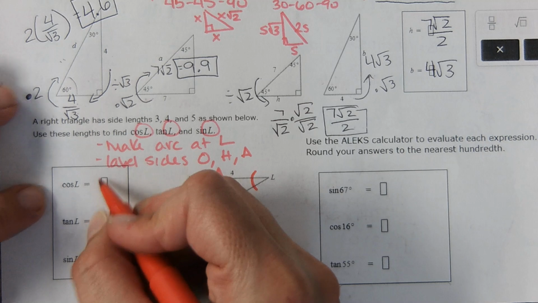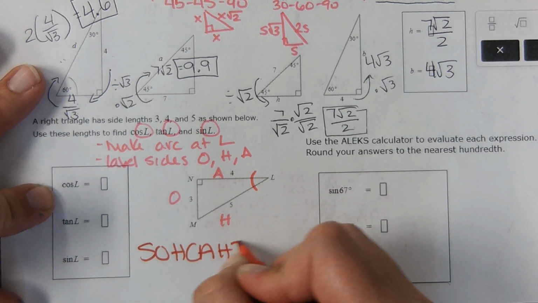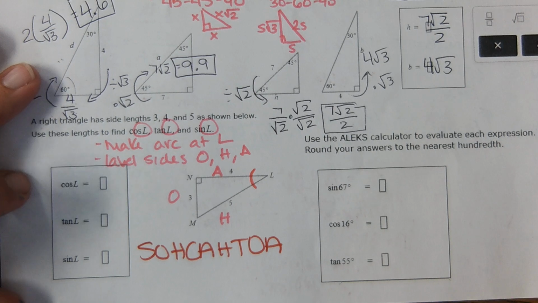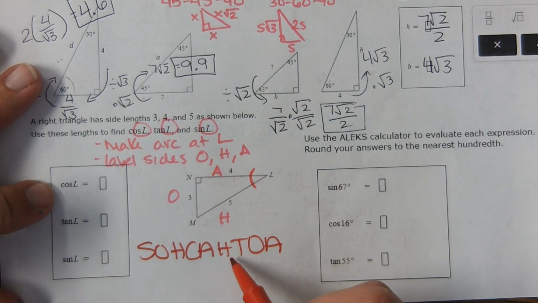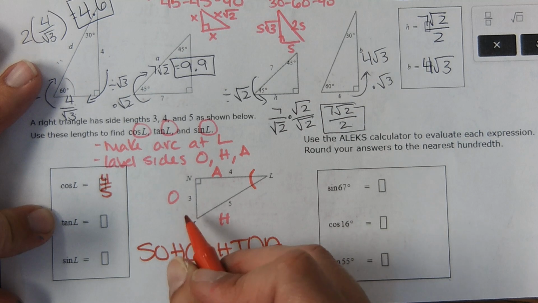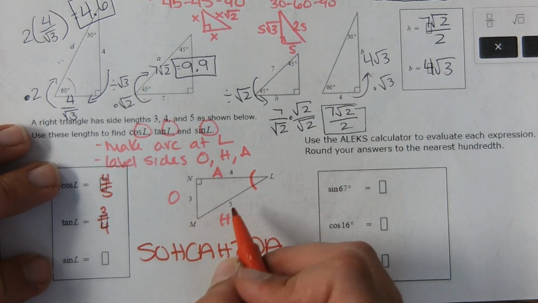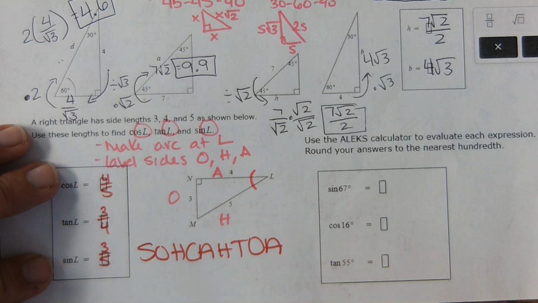And then from here, we can make the ratios just using SOHCAHTOA. Just jot it down so you have it as a reference. And then cosine is A over H, so that would be 4 over 5. Tangent is O over A, 3 over 4. And sine O over H would be 3 over 5.